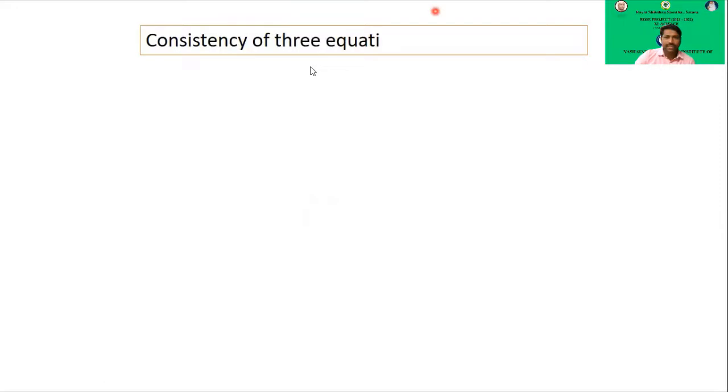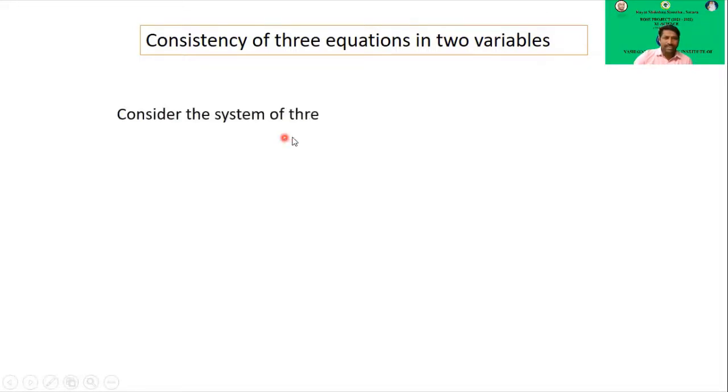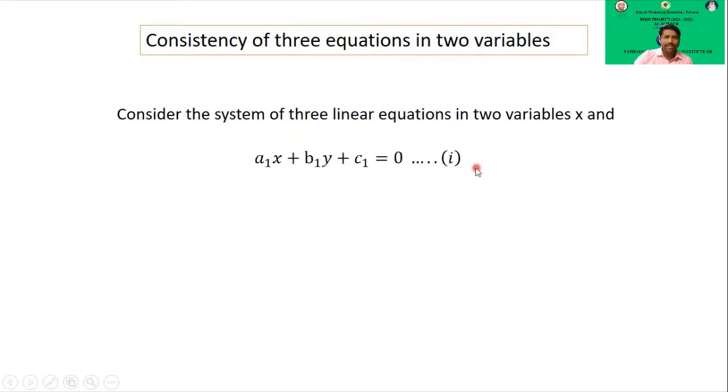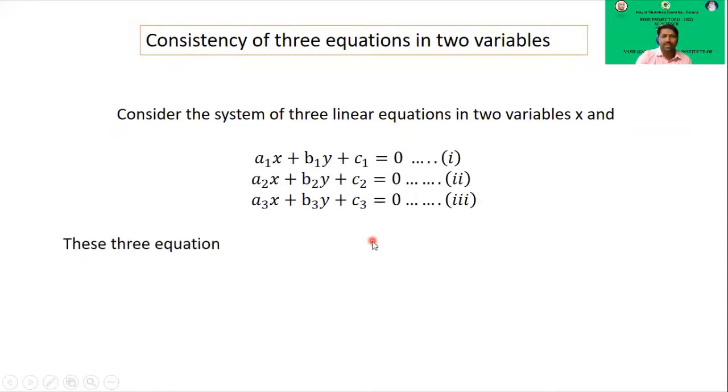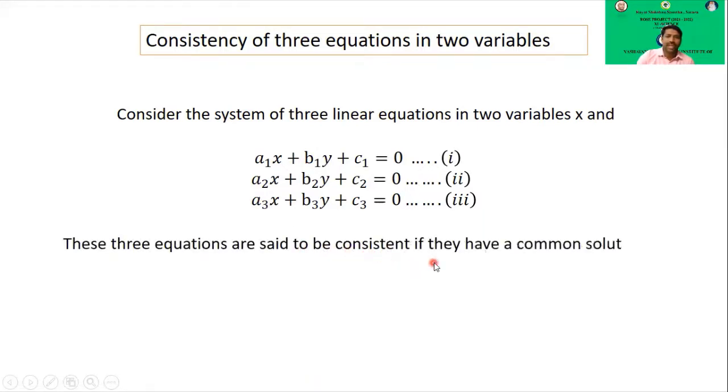Now we see the consistency of three equations in two variables. Consider the system of three linear equations in two variables x and y: a1x plus b1y plus c1 is equal to 0, and similarly the other two. So these are the three linear equations in two unknowns. These three equations are said to be consistent if they have a common solution.